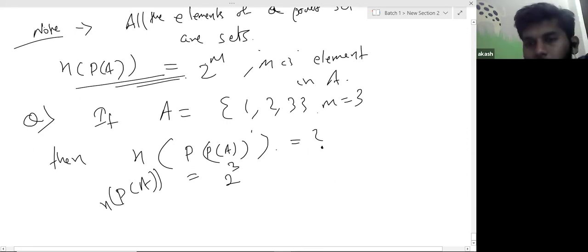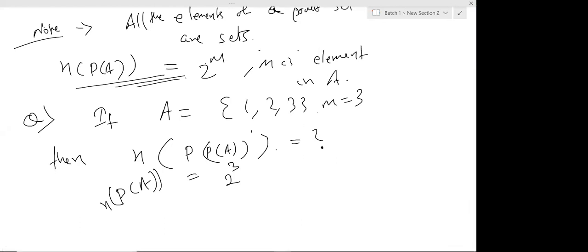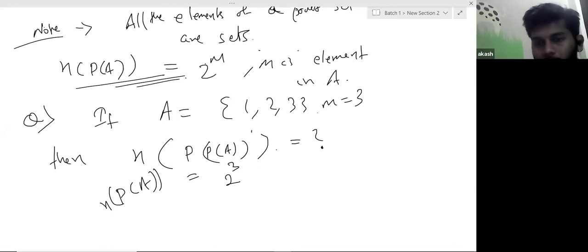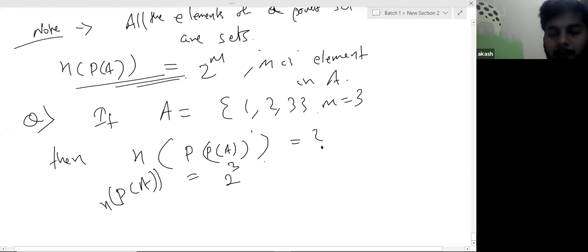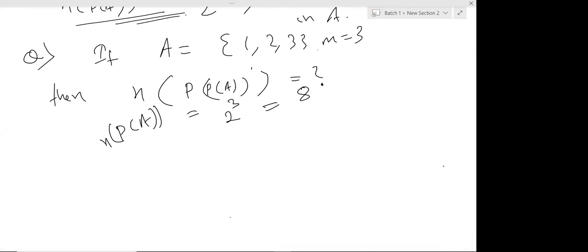See, how do we form P of A? We write down all the subsets of A. So how many subsets will be there? 2 raised to the power m. Clear? Yes, sir. So all the subsets will make P of A, power set of A. So that is the total number of elements, right? All the subsets. So this is 2 raised to the power 3. So that is 8. Am I clear? Yes, sir.